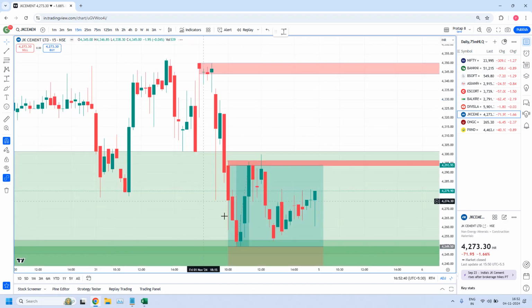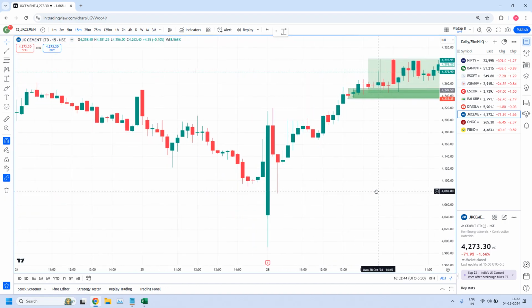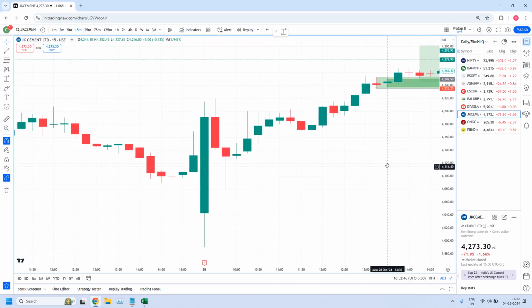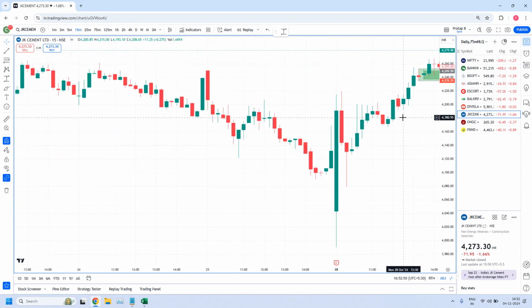Go to the 15 minutes time frame. See here, you have a rally, 2 base candles and a rally.